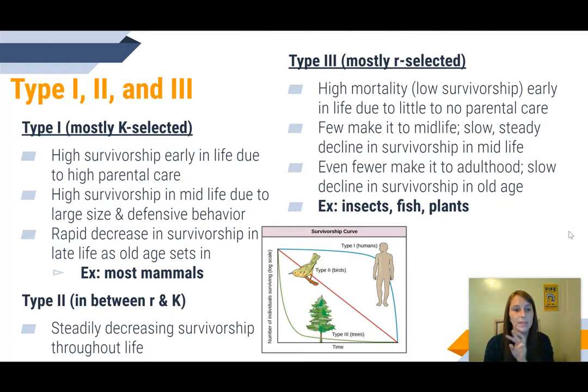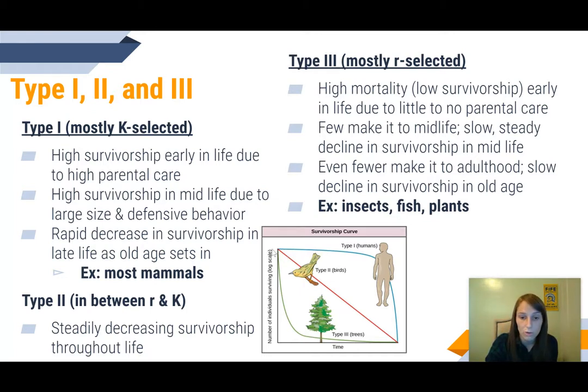So when we look at these three different types, again, we have type 1, type 2, and type 3. And you can think of this in the sense of K-selected and R-selected species, because those strategies for reproduction are going to be shown here in these graphs. So if we're looking at type 1, this is mostly going to be our K-selected species, and they have a high survivorship early in life due to high parental care.